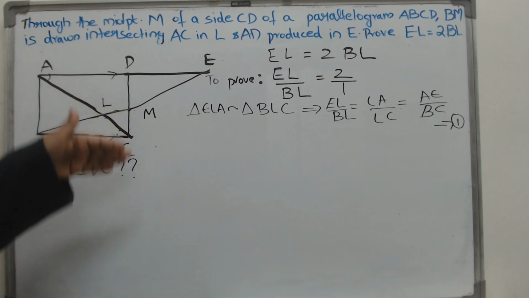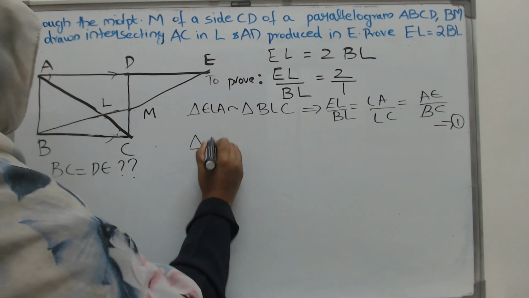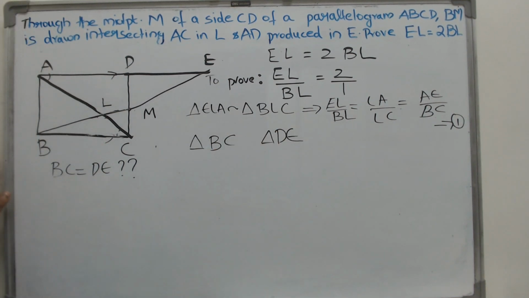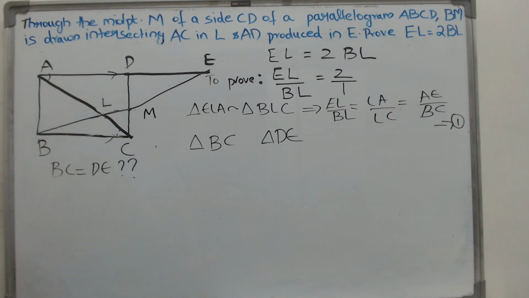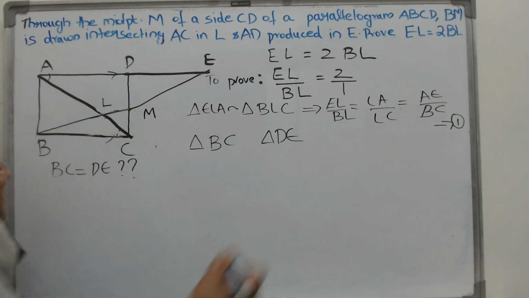Again, let us go down the same road. What will we do? We need to get two triangles, one with the side BC, another with the side DE, and we have to prove that both are similar. Which triangles do you think will help? Here the only thing we can think of is DEM. We can't see anything else, right?